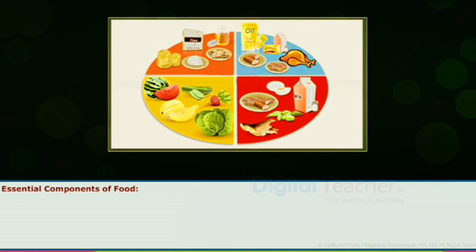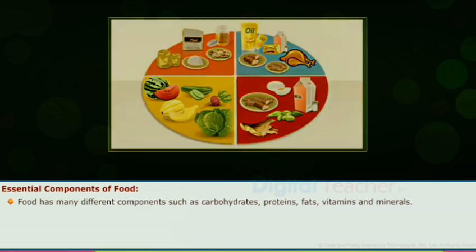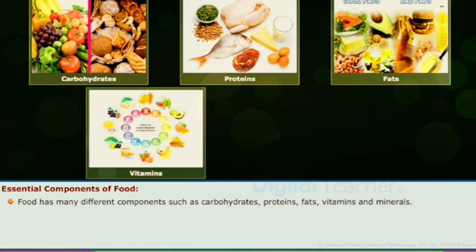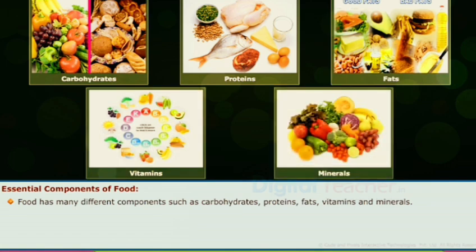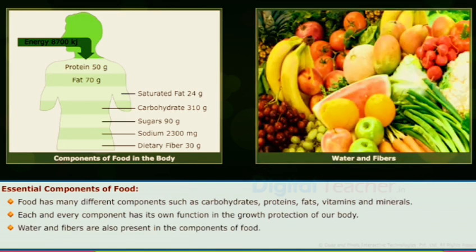Now, let us learn about the essential components of food. Food has many different components such as carbohydrates, proteins, fats, vitamins, and minerals. Each and every component has its own function in the growth protection of our body. Water and fibers are also present in the components of food.